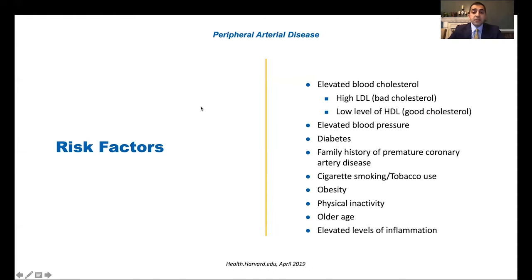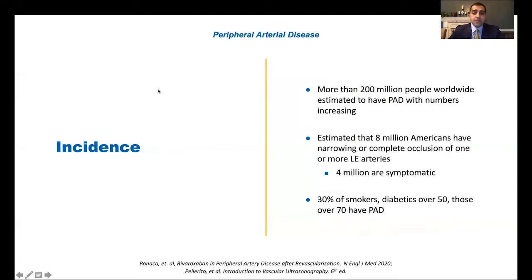Conditions that lead to increases of inflammation throughout the body. So as you can imagine, those are pretty common things, and therefore this is a pretty common disease process. More than 200 million people worldwide are estimated to have this, and some say that is underestimated. And the concerning thing, and part of the reason why we're talking about this, is despite our understanding of this and various risk factor methods to control these risk factors, these numbers are sadly increasing.